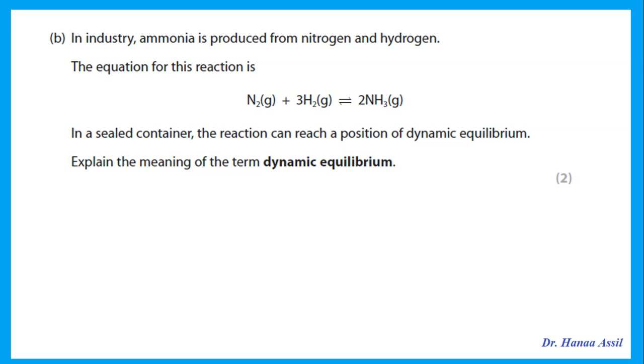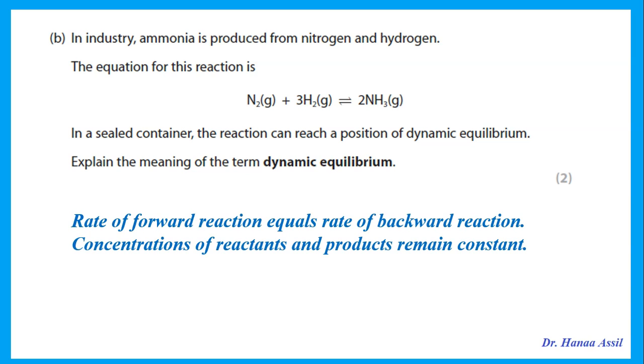In industry, ammonia is produced from nitrogen and hydrogen. And the equation is this, and you should actually remember that this is called the Haber process. In a sealed container, the reaction can reach a position of dynamic equilibrium. Remember, this is a reversible reaction, and that means the reaction goes both forward and backward until it reaches equilibrium. What is the meaning of equilibrium? Remember, dynamic equilibrium is when the rate of forward reaction equals the rate of backward reaction, and concentrations of reactants and products remain constant.